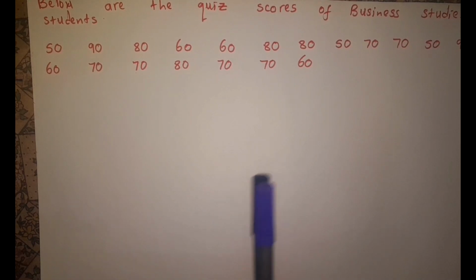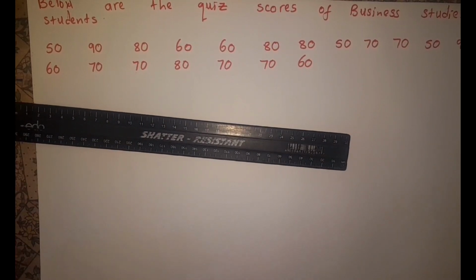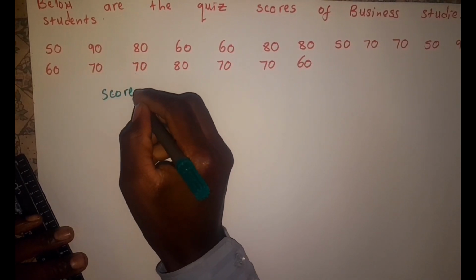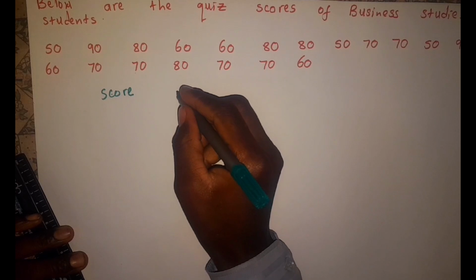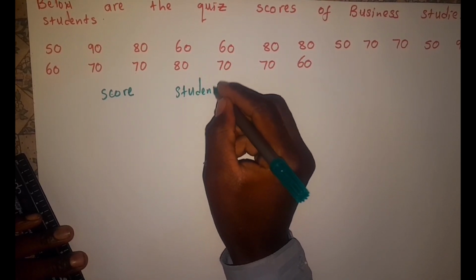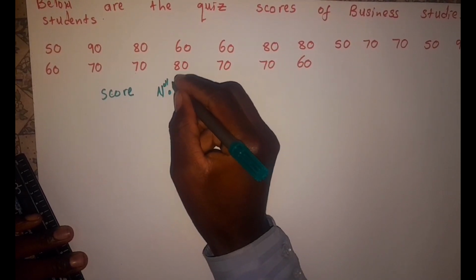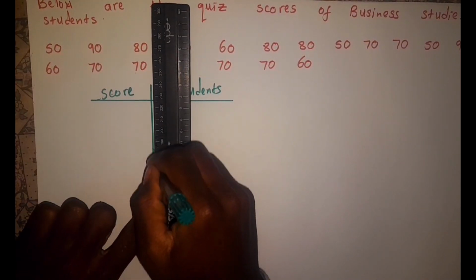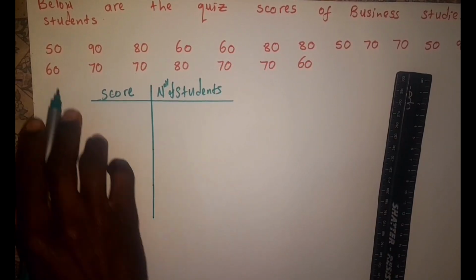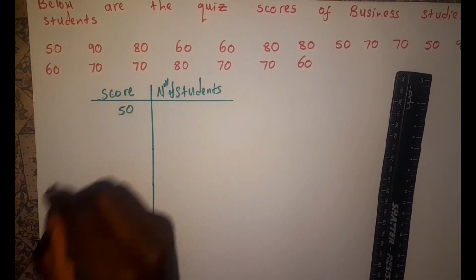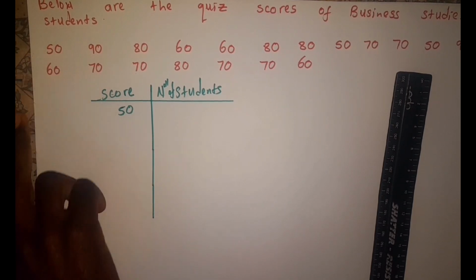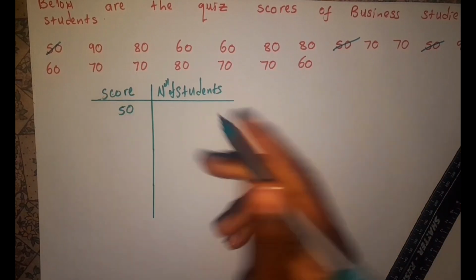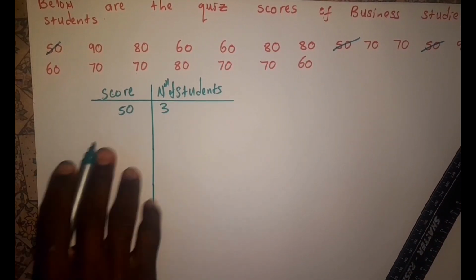What we need to do first is draw a 2-column frequency table, the score column and the students column, or the number of students. Now we say, the 50 mark. How many students scored 50 marks? We count 1, 2, 3. So we only have 3 students who scored 50 marks.